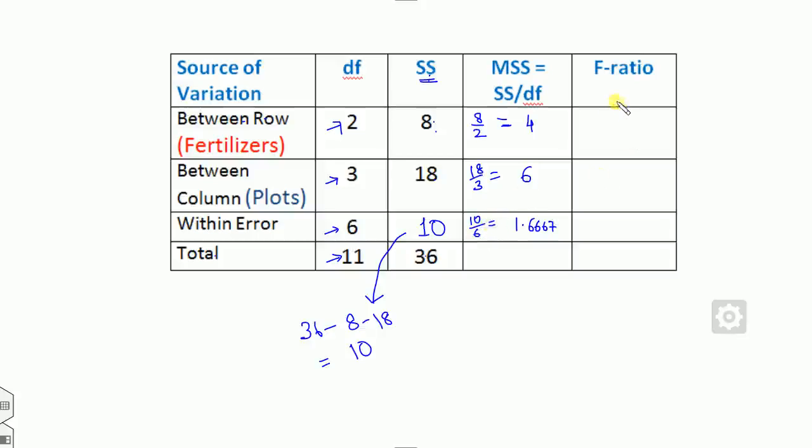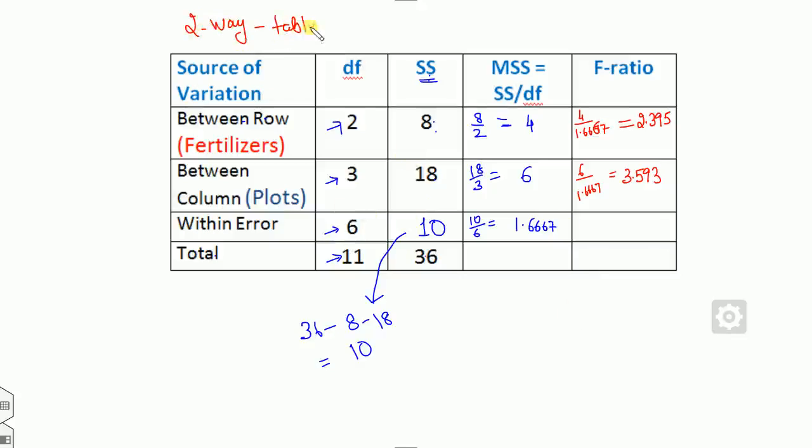Now how you calculate the F ratio is 4 divided by error. Always remember error, so 1.667. Similarly for the second factor, that is 6 divided by 1.667. The answer becomes 2.395, and for the third, this number is 3.593. So this is a way to complete the two-way ANOVA table.